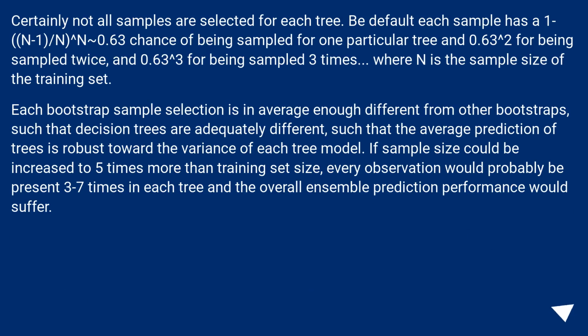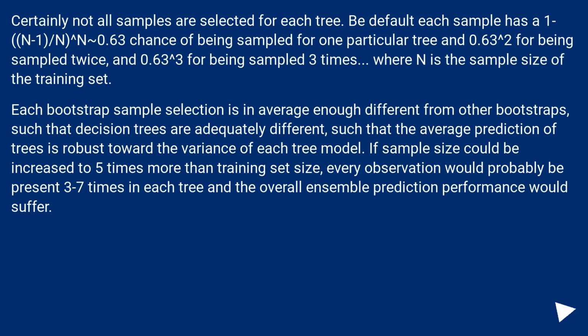Certainly not all samples are selected for each tree. By default, each sample has a 1 - 1/n, about 0.63, chance of being sampled for one particular tree, and 0.63 squared for being sampled twice, and 0.63 cubed for being sampled 3 times, where n is the sample size of the training set.